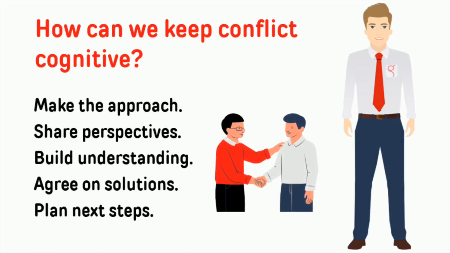We can maintain conflict as cognitive by 1. Initiating the approach. 2. Sharing perspectives openly. 3. Building mutual understanding. 4. Reaching agreements on viable solutions. 5. Planning and outlining the next steps collaboratively.